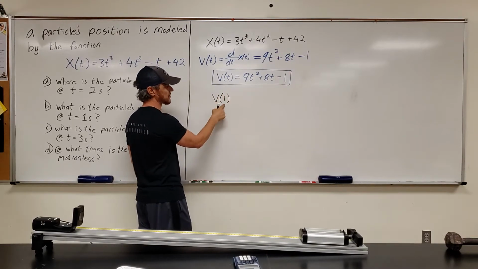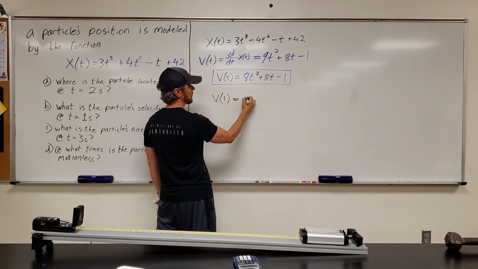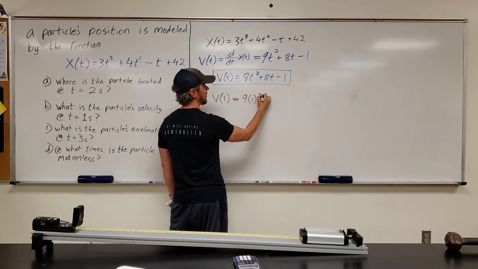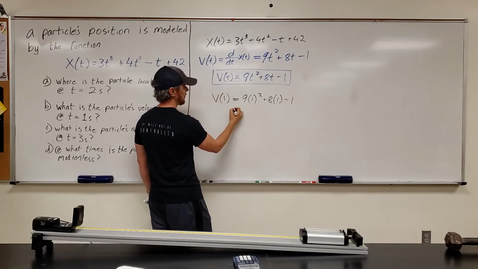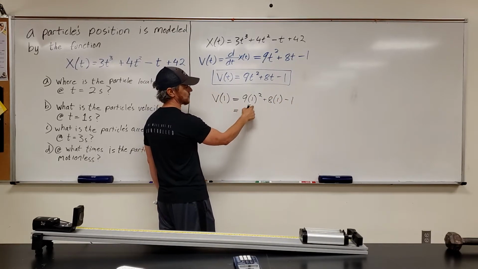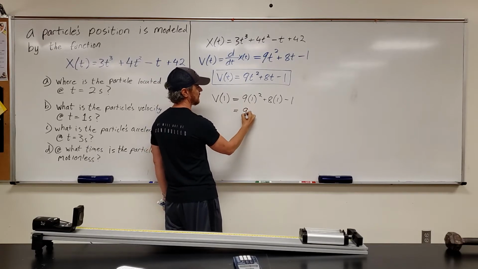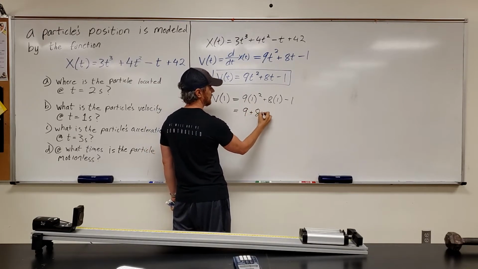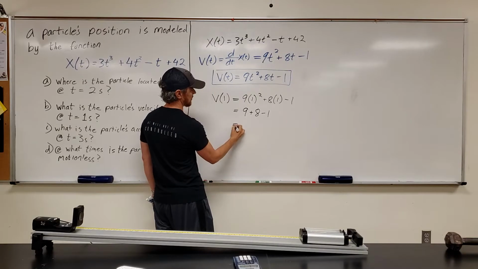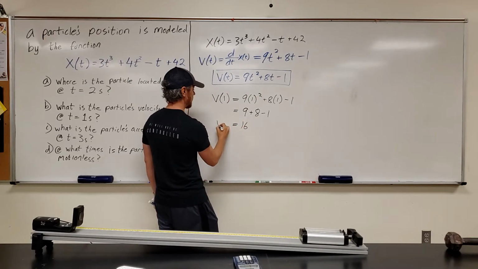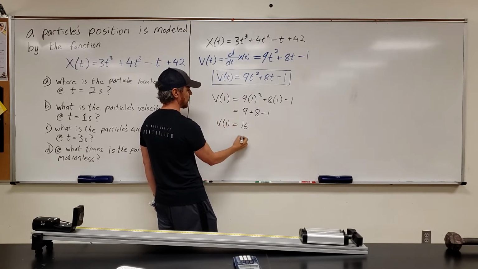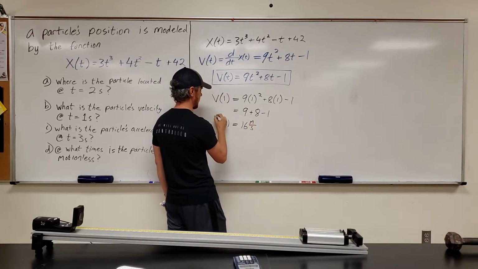So the velocity function evaluated at t equals 1 will be 9 times 1 squared plus 8 times 1 minus 1. So that's going to be 9 times 1 squared, which is just 9. 8 times 1 is 8, minus 1. So 9 plus 8 is 17, minus 1 is 16. So the velocity of the object at 1 second will be 16 meters per second.